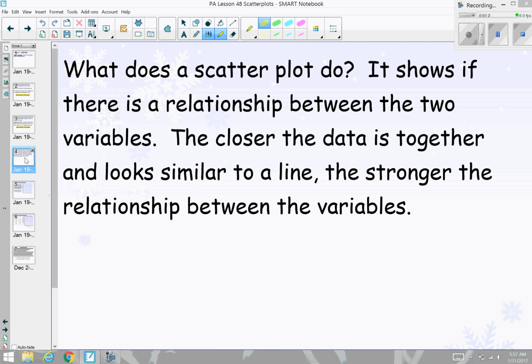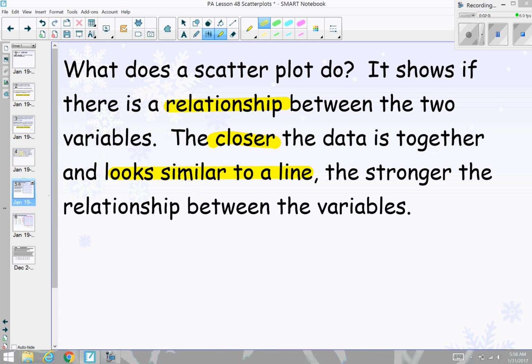So what does a scatter plot tell us? Why is it different than other graphs? Well, it shows that there is a relationship between the two variables. Actually, it tells us if there is. So again, we're looking for a relationship. There either is a relationship or there's not a relationship. And here's how we can tell. The closer the data is together, and it looks very similar to a line, the stronger the relationship between those variables is. If they are not close together, if they're not clumped together and you can't really make it look like a line, then there's no relationship.